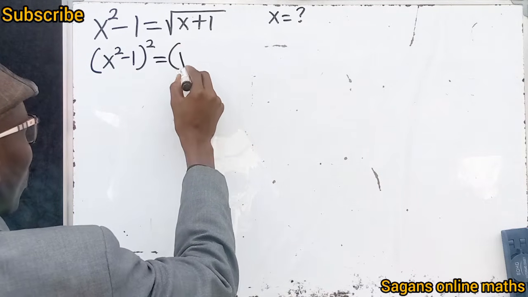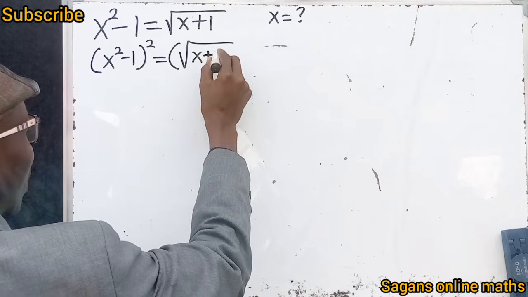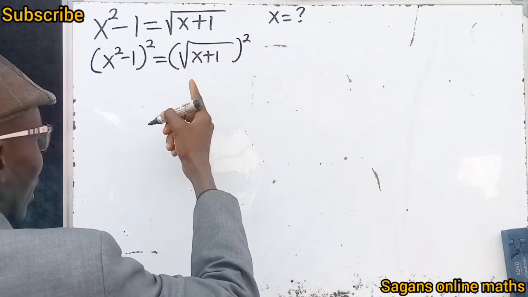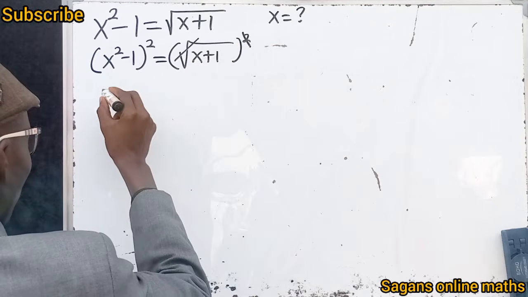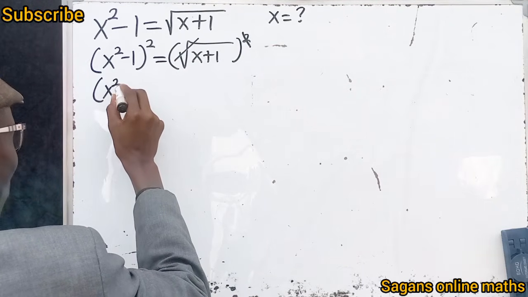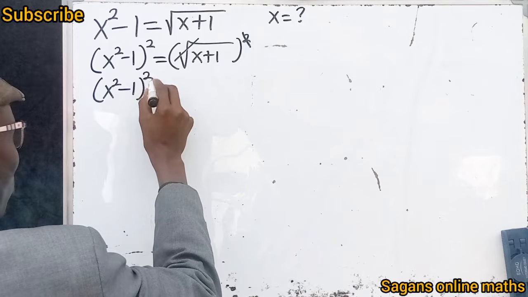Equals the square root of x plus 1. Then we square here. Now, the square root and the square cancel out. So this will cancel out this. Okay, so we are left with (x^2 - 1) all raised to the power of 2 is equal to x plus 1.